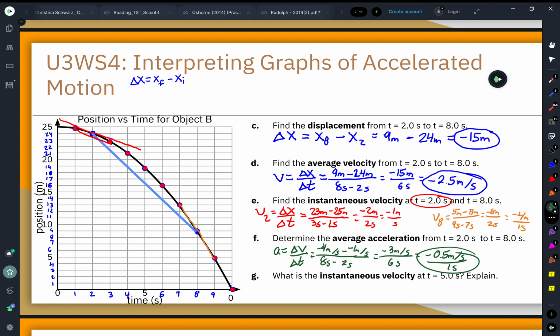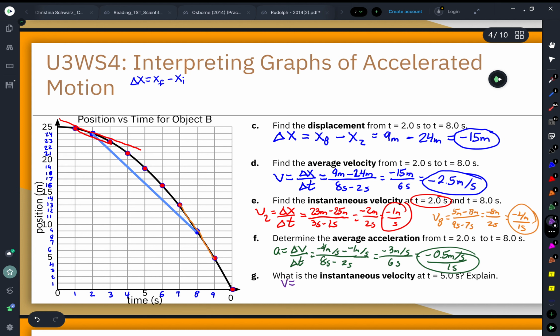We got that by looking at the change in velocity from those two that we had previously calculated. The instantaneous velocity at 2 seconds was negative 1 meter per second, and the instantaneous velocity at 8 seconds was negative 4 meters per second. Now that we know the acceleration, we can actually use that for a different way to find the instantaneous velocity at 5 seconds. Now, while we could keep drawing the secants to get the instantaneous velocity at 5 seconds, we can also ultimately end up using one of our kinematic equations.